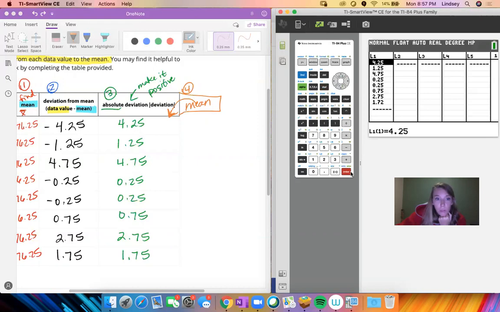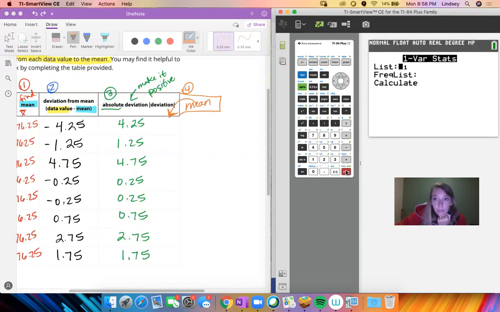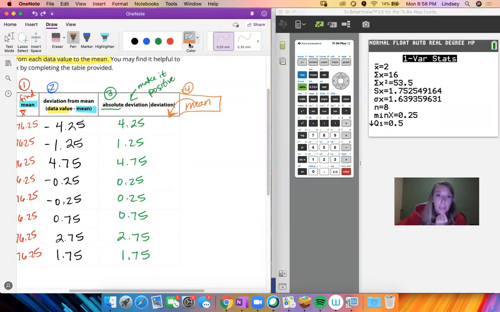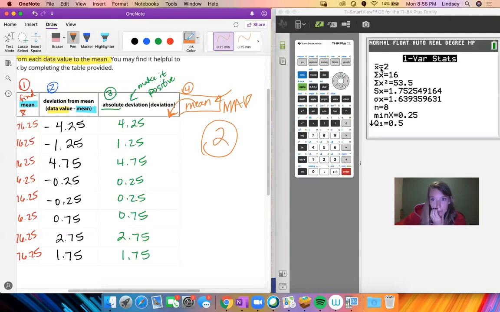4.25, 1.25, 4.75, 1.75. Oh, yep, there it is. See, right there. 1.75. Okay, there we go. So after I find the mean of that, which AKA would be my mean absolute deviation, it would be 2, okay? Because that's that up there.